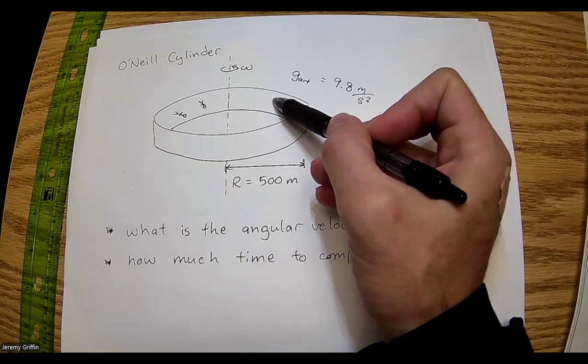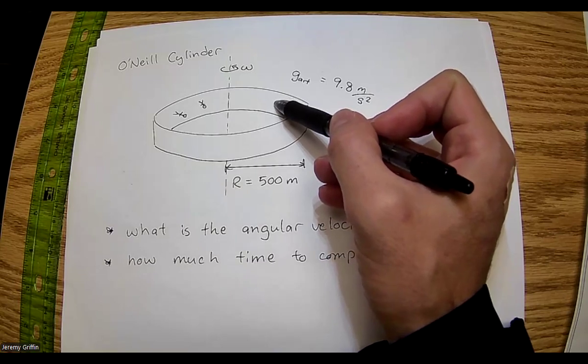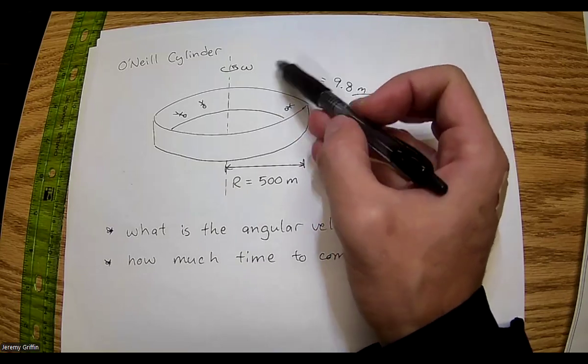Well, if it's not spinning, nothing's happening, you'd just be floating around. This is out in deep space, right? You guys got that? It's out in deep space. You'd just be floating around like an astronaut, right? Now we're going to give it a rotation.